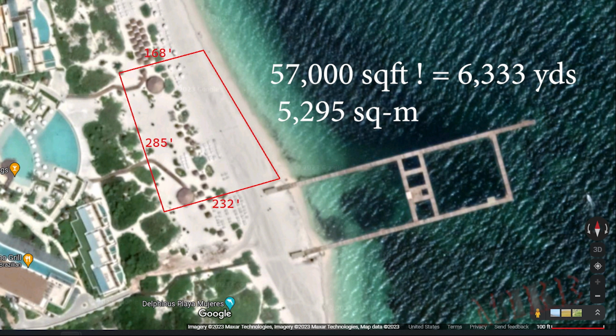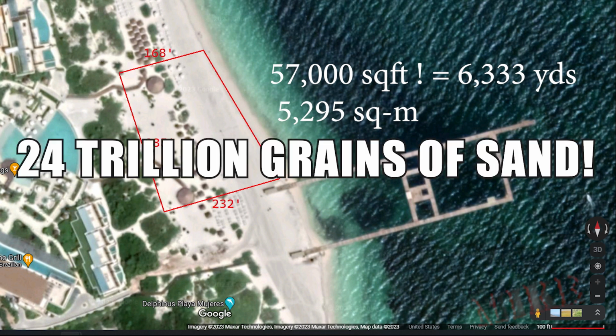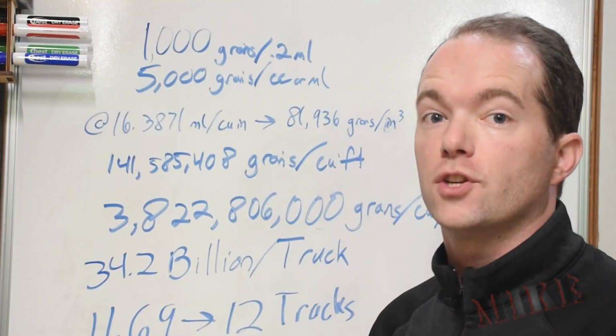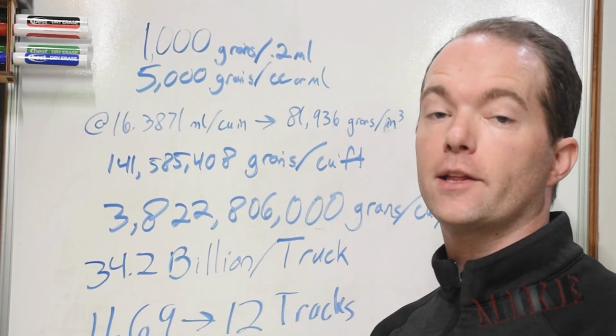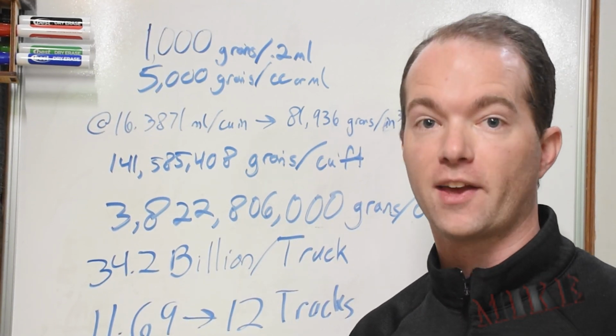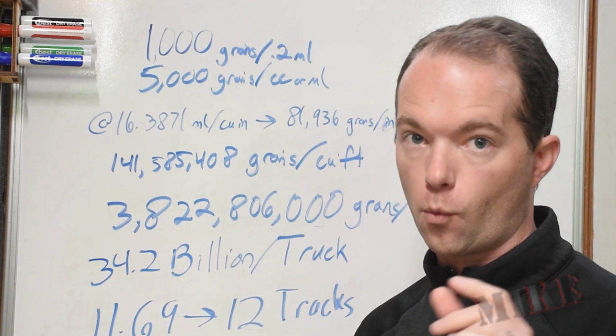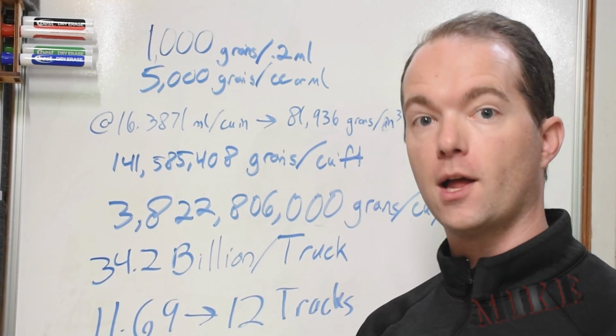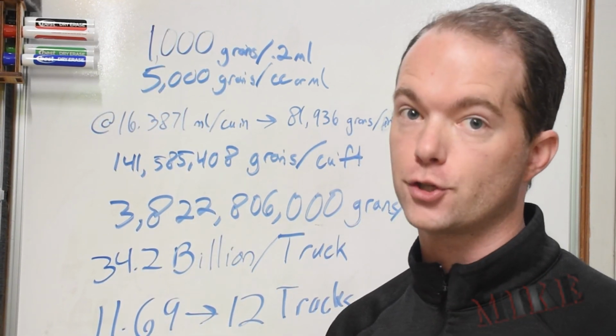For you metric people, it's 5,295 square meters. Now, let's just assume it's 1 yard deep, 3 feet, or about a meter deep. That's 66,333 cubic yards of sand. There's a lot here. You can see there's an awful lot of sand. The calculation from just that one beach shows that there are trillions of grains of sand just in that one little spot of that one little beach. There's an awful lot more spots, and there's an awful lot more beaches out there.